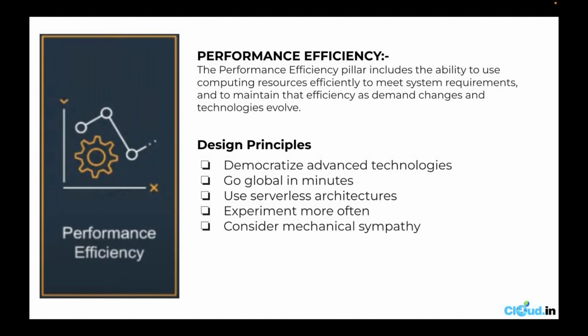Next is the performance efficiency pillar. This pillar focuses on optimizing the performance and cost effectiveness of your cloud infrastructure and the applications that you have deployed on the cloud or on the AWS account. This pillar includes several best practices that can help to improve scalability, efficiency, and cost effectiveness.